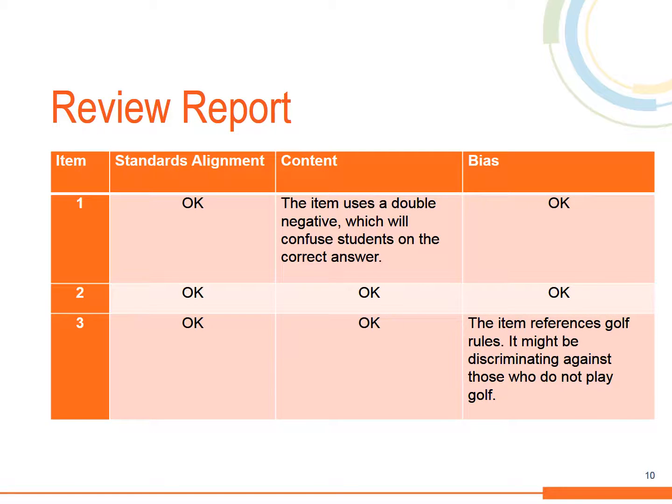This review report will go through each item on the test and really dig deep into it to make sure it's doing what it's supposed to do. You can see the left-hand column is the item column here. Questions number 1, number 2, number 3. The next column is standard alignment.